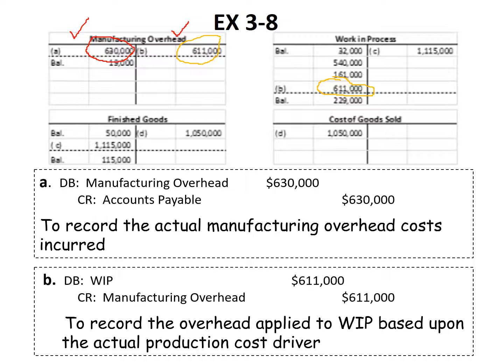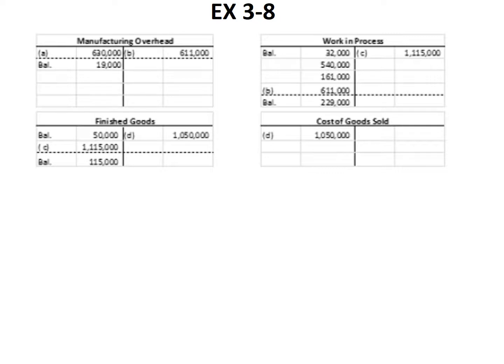Let's look at transactions C and D. Okay, transactions C and D, we have exactly the same accounts, but now we're going to take a look at transaction C. In transaction C, we had a debit to finished goods in the amount of $1,115,000. Now those finished goods had to come from somewhere. Typically when we're debiting finished goods, that's from a transfer from work in process of all the items that are completed. And you'll notice here we have a credit to work in process for $1,115,000.